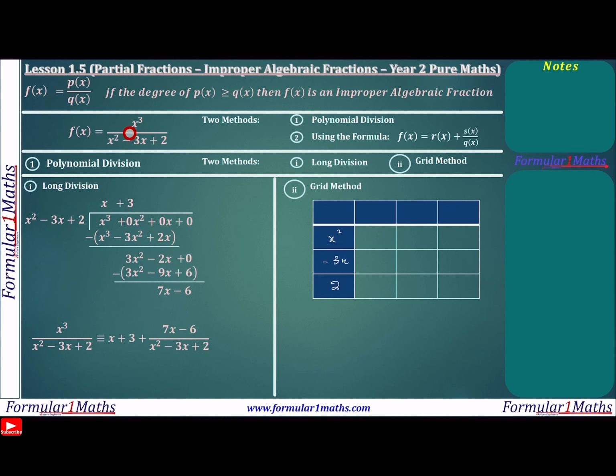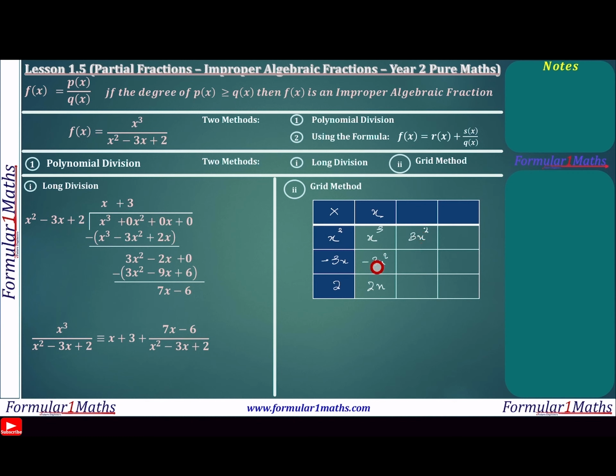And the numerator, x cubed, I'll start by putting x cubed here, and I'll find what I'm going to multiply x squared by to get x cubed, and that will be x, and I'll put that one here. So I'll get x. Now I can see that x times minus 3x will be minus 3x squared, and then x times 2 will be 2x. But looking at the numerator, I don't have an x squared term that has a coefficient of minus 3. So to undo this minus 3x squared, I need to put 3x squared over here.